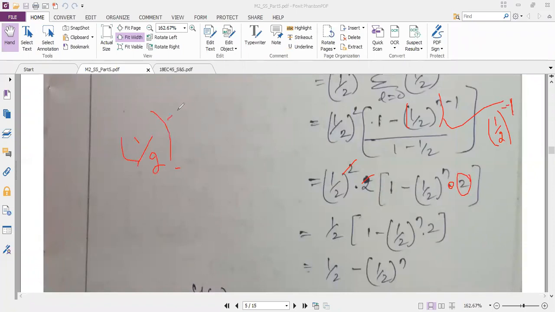So 1 by 2 power minus 1, how we will write? 1 divided by 1 by 2. If you write 1 divided by 1 by 2, it becomes just 2. So that only I have written here. So finally my answer is 1 by 2 within the bracket 1 minus 1 by 2 power n into 2. So this 1 by 2 I can move it inside the bracket. So it is 1 by 2 minus 1 by 2 into 1 by 2 power n into 2. So again 2 gets cancelled. So simplified answer is 1 by 2 minus 1 by 2 power n.